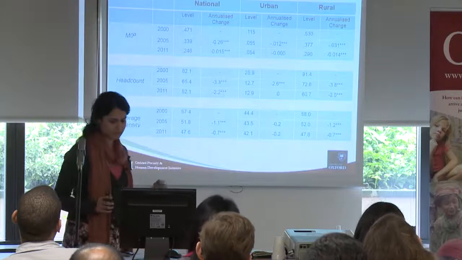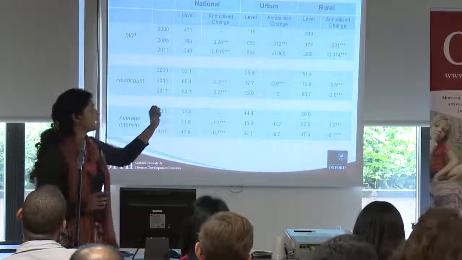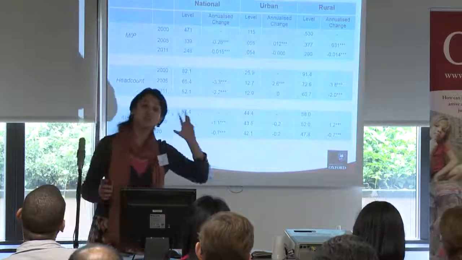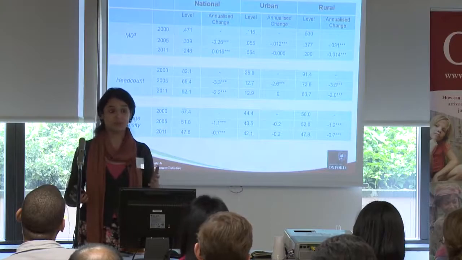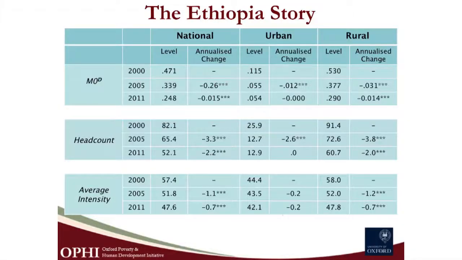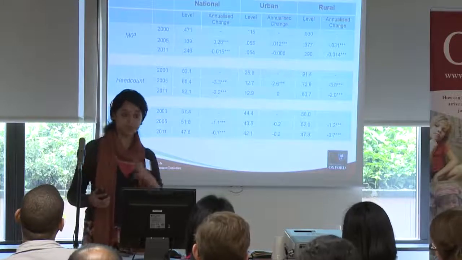I'm not going to go through this in great detail, but the thing to note is that Ethiopia has done remarkably well in reducing destitution in rural areas compared to urban areas. And given that about 80% of the Ethiopian population lives in rural areas, that speaks well, because it means that there is a catch-up amongst the people who live in rural areas.